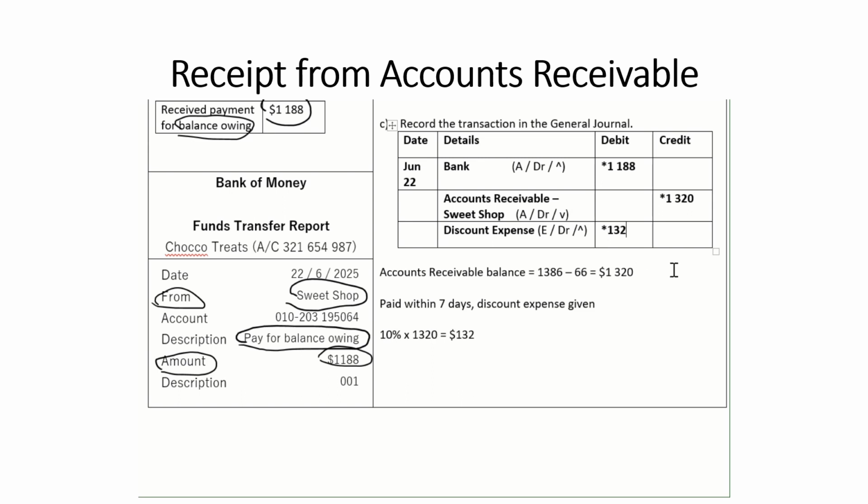Now let's check, and we can see here that the total of our debits, 1,188 plus 132, definitely equals the total on our credit side, 1,320. So we know we have done our journal correctly.